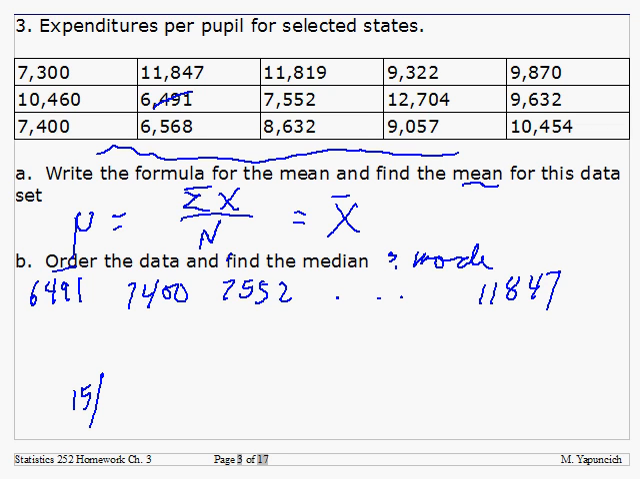So 15 divided by 2. You're going to come all the way up here and count off until you find the middle value. When it's odd, it's pretty easy to do. In this case, I would count up to the 8th one, and whatever the 8th value was, that would be the median.